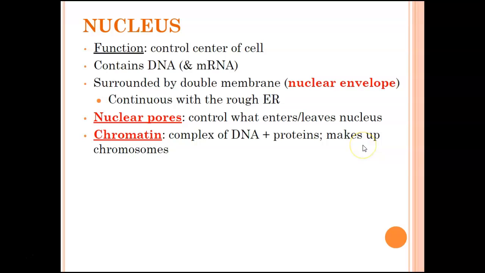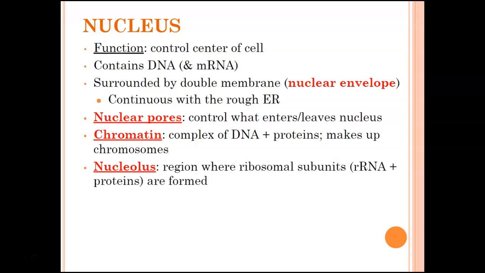The genetic material, most of the time, is found in a state called chromatin. When I say complex, I mean combination. It's DNA and proteins together, and we'll see pictures of that shortly. These get wound up to make chromosomes during cellular division. A region in the nucleus called the nucleolus is where ribosomal subunits are formed. We will get into ribosomes and their structure and functions very shortly, but just understand that there is some protein synthesis going on here. Specifically, ribosomal subunits are being made.